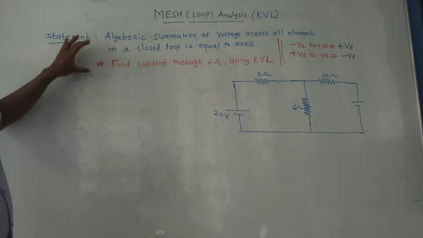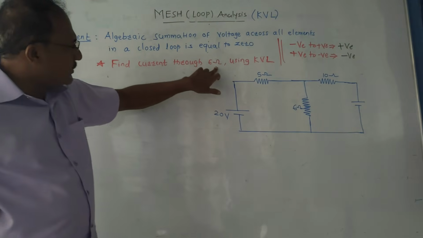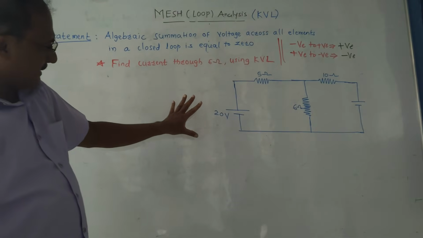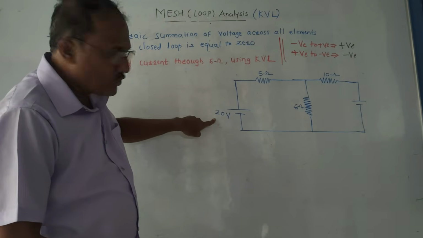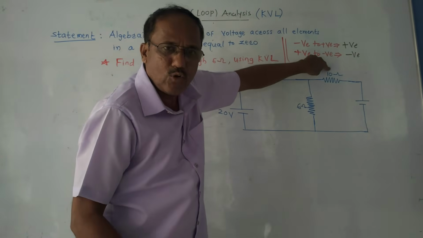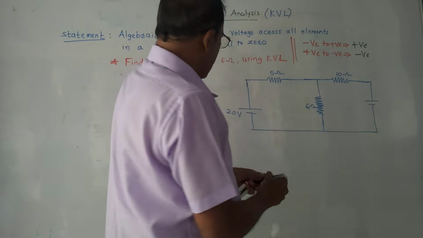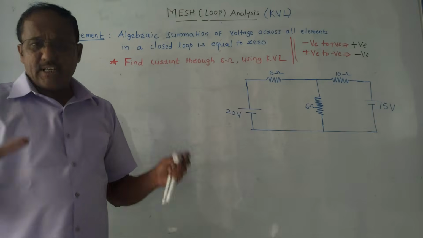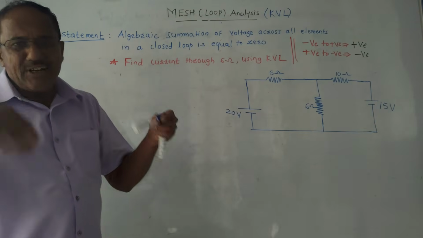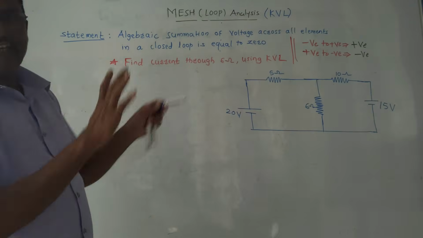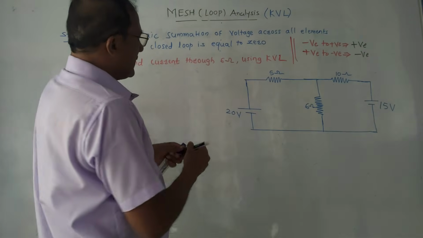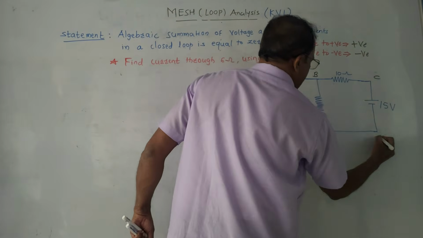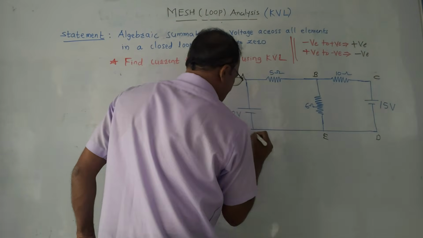Now, the question is: find current through 6 ohm using KVL in this network. This network contains 20 volt, this is the voltage source, 5 ohm, 6 ohm and 10 ohm, these are resistors, and the last voltage source is 15 volt. First step is we need to identify how many loops or mesh are there in the given network. To understand the concept, I will mark some notations, say A, B, C, D, E, F.